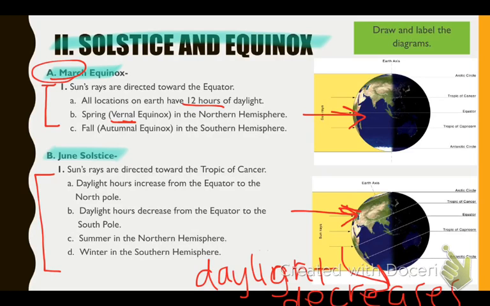Can't see that too much. So daylight decreases, and daylight hours increase from the equator to the North Pole. And that's why in the summertime we have those longer days. It is summer in the northern hemisphere, so that is us, and then winter in the southern hemisphere. Go ahead and pause here if you're still writing.